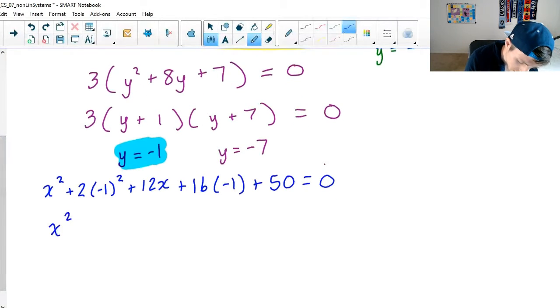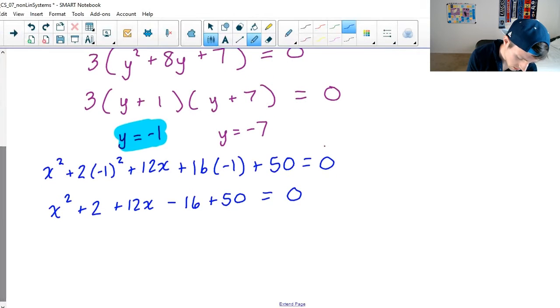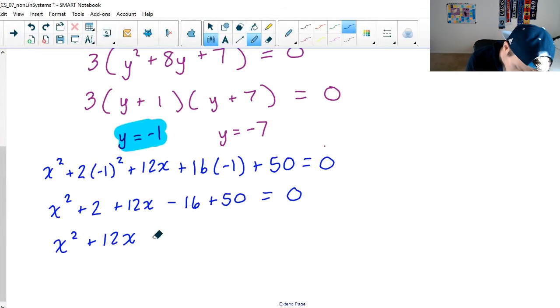Let's just do some simplification. -1 squared is 1 times 2, so plus 2. 16 times -1 minus 16 plus 50 equals 0. x squared plus 12x. 2 minus 16 would be -14. -14 plus 50 plus 36.